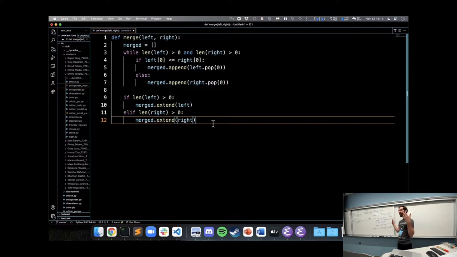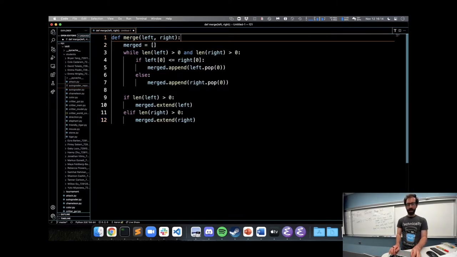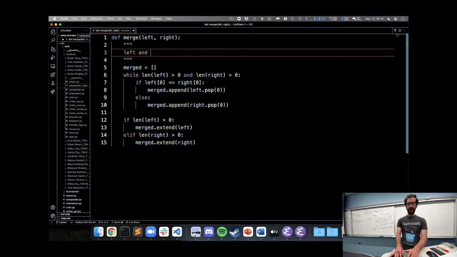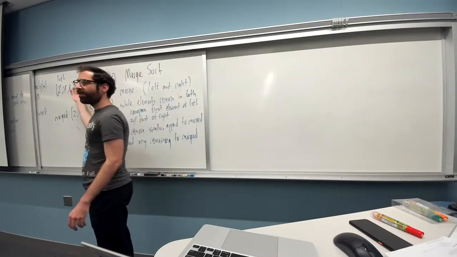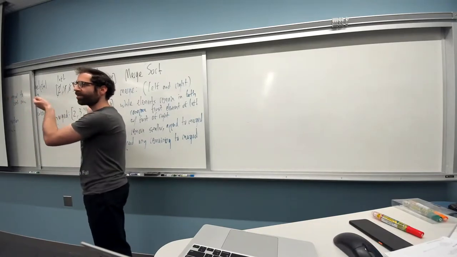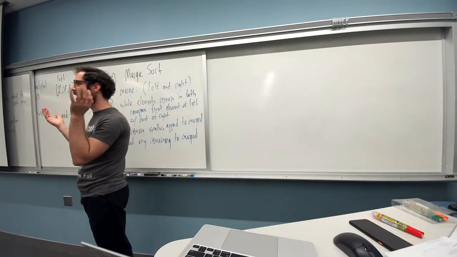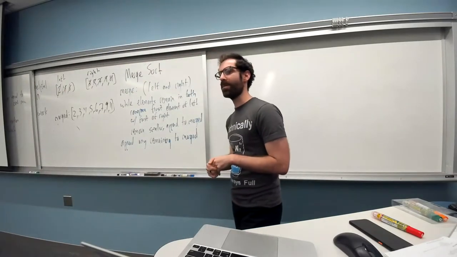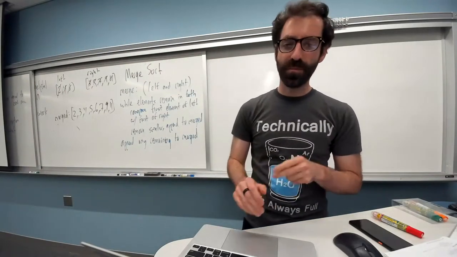All right, so far we just have this function to merge two sorted lists together. And it's an important assumption that left and right must be sorted for this to work. If left and right aren't in sorted order, this merge procedure is just going to put things together in some way, but the output's not going to be sorted if the inputs aren't.